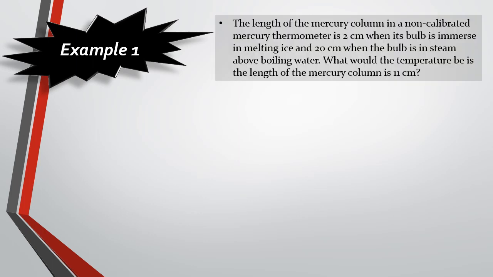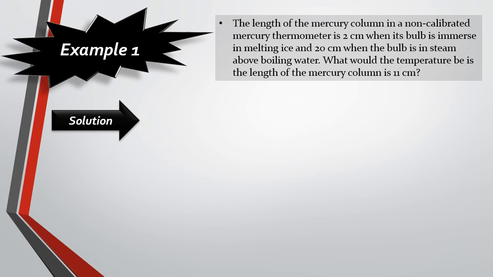So we will proceed to example 1. Please read the question properly. We will solve it together. The length of the mercury column in a non-calibrated mercury thermometer is 2 cm when its bulb is immersed in melting ice, and 20 cm when the bulb is in steam above boiling water. What would the temperature be if the length of the mercury column is 11 cm?